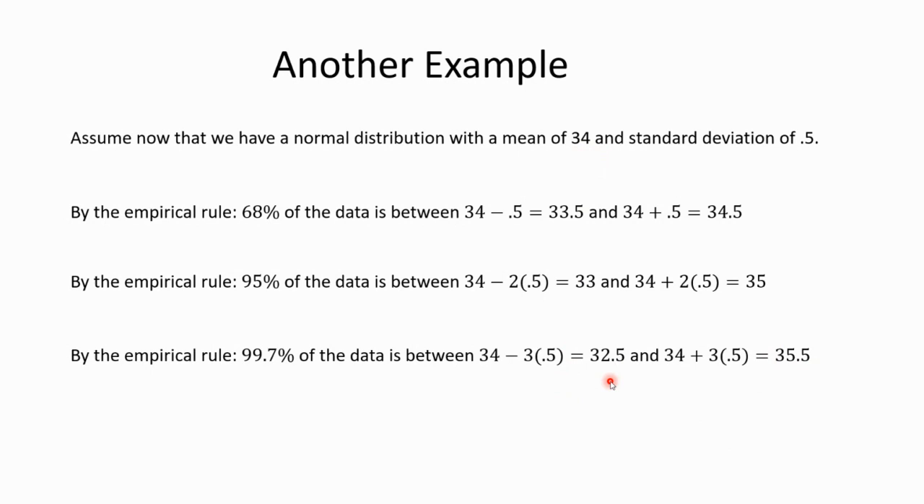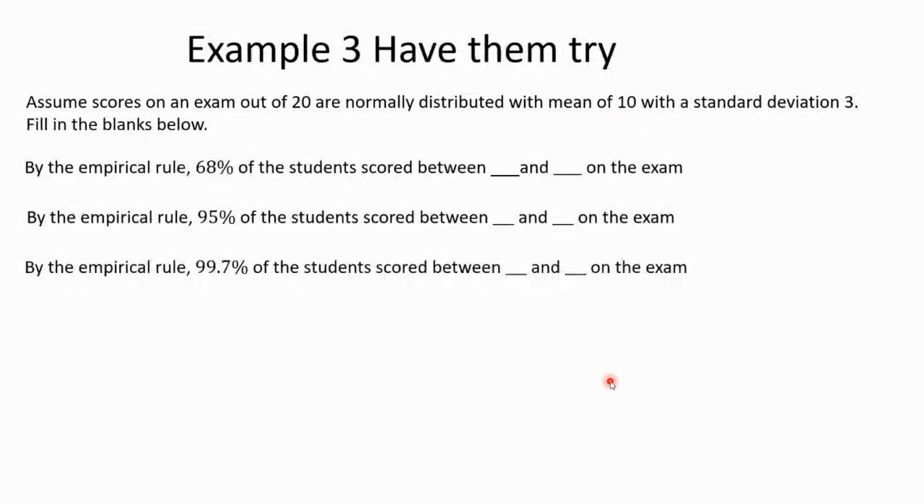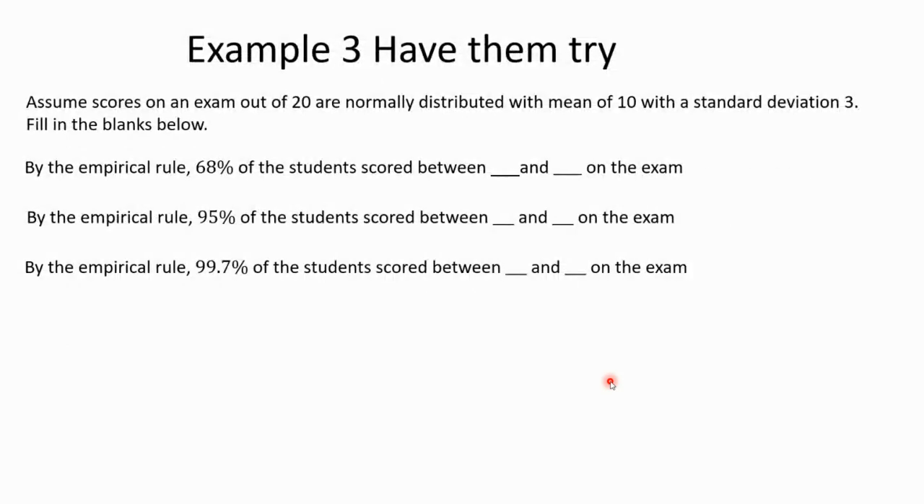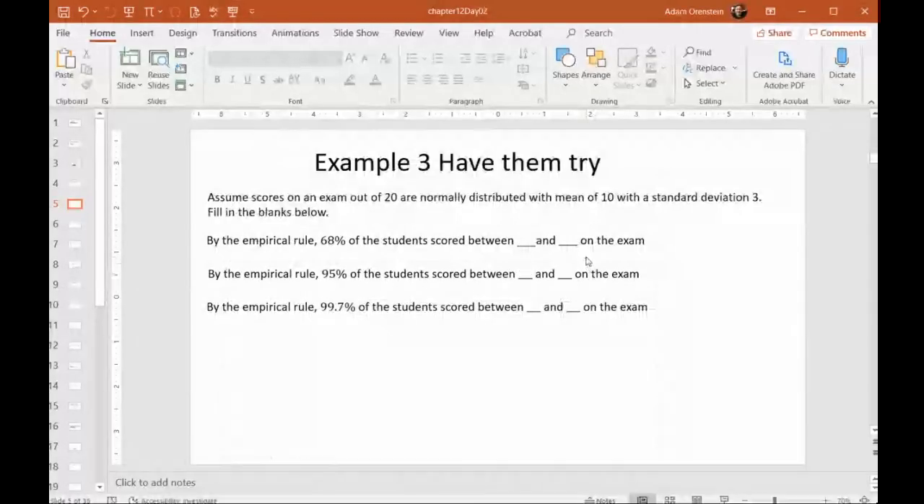Okay, that's cool. So now there's an example of what I want to try. But before we get to that, are there any questions on this? Okay, so for the next one, you're just going to fill in the blanks. You have normally distributed data. It's actually scores on an exam. The mean is 10. The standard deviation is 3. So basically, you're going to use the empirical rule and fill in the blanks here. Think about 2 or 3 minutes.